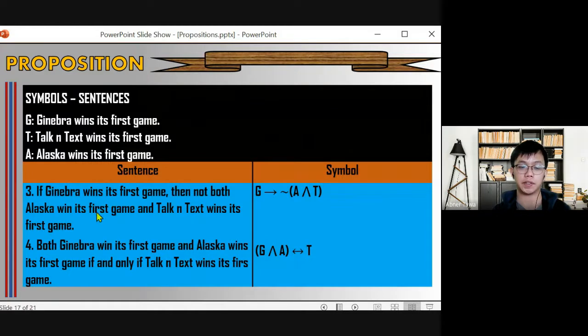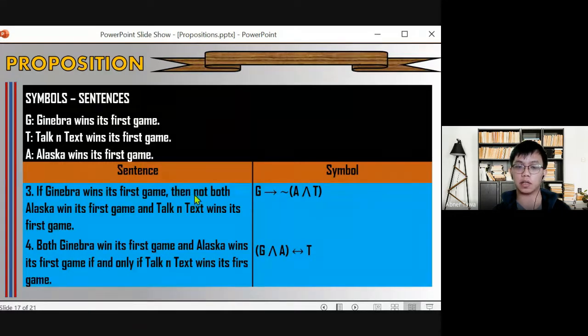So we have here another implication because of the connective if-then. So we are going to have here two parts. The first part is called as the hypothesis, and then the second part is called as the conclusion. So what will be our hypothesis and what will be our conclusion? So our hypothesis is always the first or the if part. So ang if part natin is Ginebra wins its first game, and the symbol for that is capital letter G. And then the symbol for implication, we have here one-sided arrow.